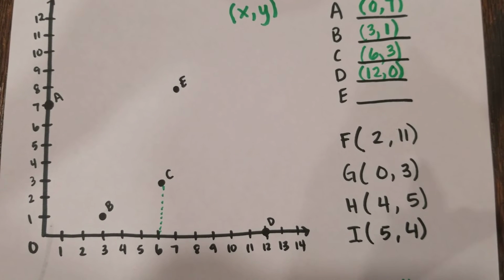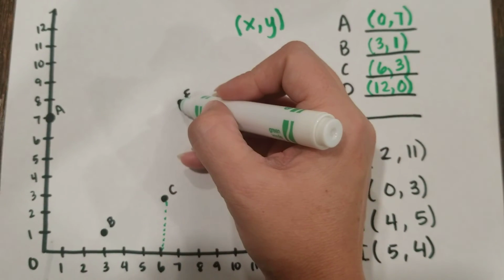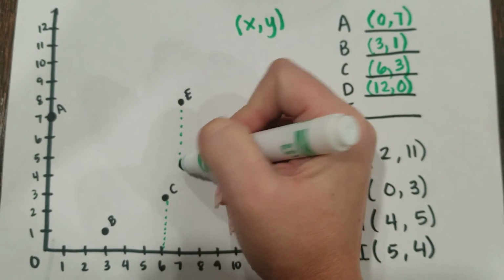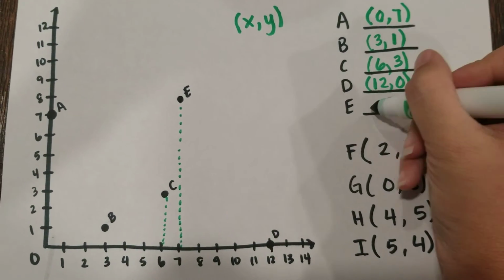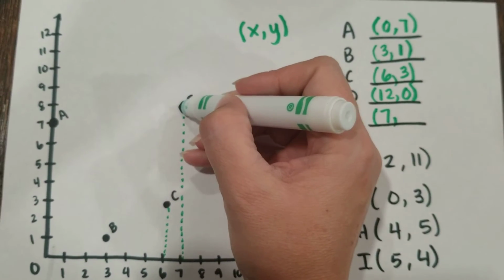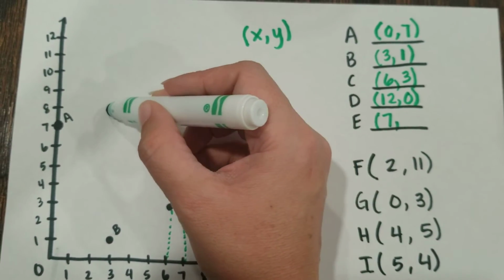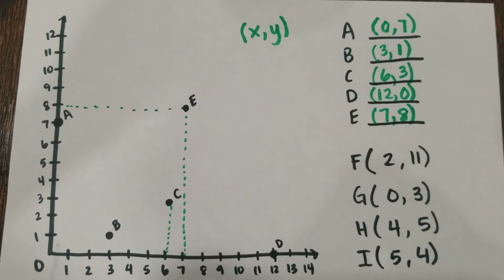And my last one that I need to do myself is point E. Let's see, I've got to try to be as straight as I can. It looks like it's going to be on 7. So straight down, I got 7 for my X coordinate, and then straight across, I got 8. 7, 8. Okie doke.